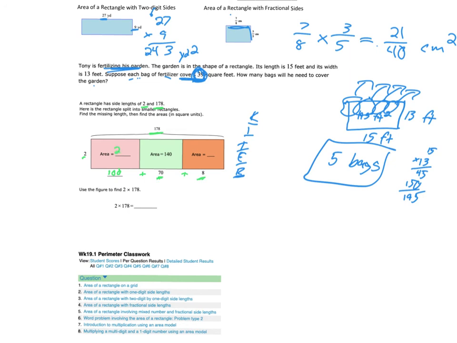100 times 2 is 200. 70 times 2 is 140. And then 8 times 2 is 16. So the answer to this is 200 plus 140 plus 16, which is 256. No, it's not. It's 356. 356. Okay, it would have made sense for me to write that down. Now I did do the reasonable step, which made sure I knew how to do it.